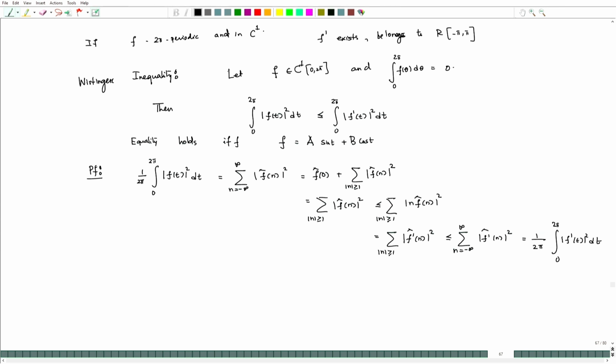And now let us see that if f is a sin t plus b cos t, then f prime is nothing but minus b sin t plus a cos t, and you can see that both sides are the same. So if f is in this form, then the equality occurs. Now, if equality occurs here, then we need to show that f is of this form. Okay, so now let us look closely at the proof.